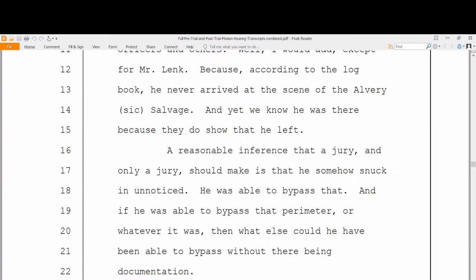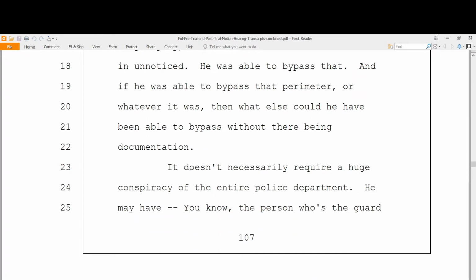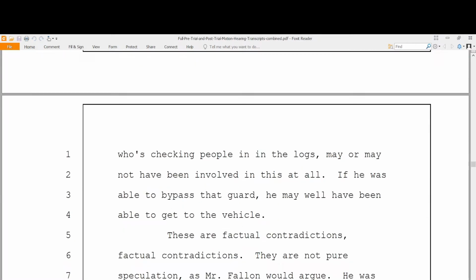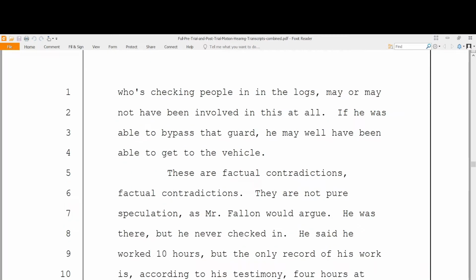A reasonable inference that a jury, and only a jury, should make is that somehow he snuck in unnoticed. He was able to bypass that. And if he was able to bypass that perimeter or whatever it was, then what else could have been able to bypass without documentation? That doesn't necessarily require a huge conspiracy of the entire police department. The person who's the guard, who's checking people in and logs, may or may not have been involved in this at all. If he was able to bypass that guard, he may well have been able to get to the vehicle.